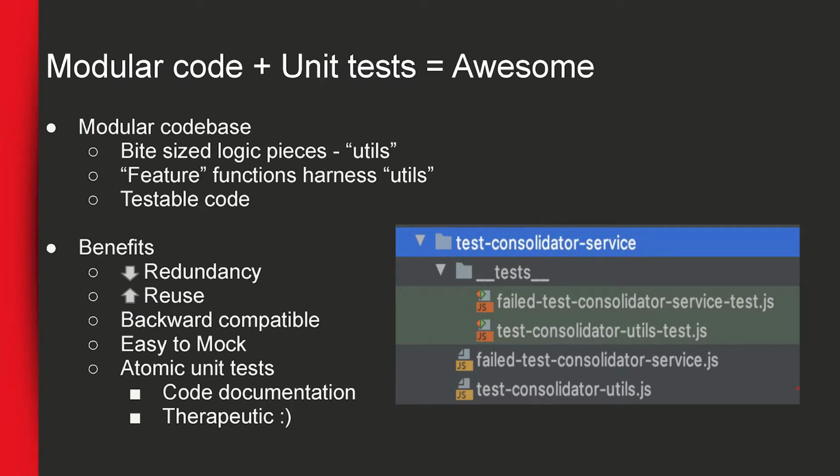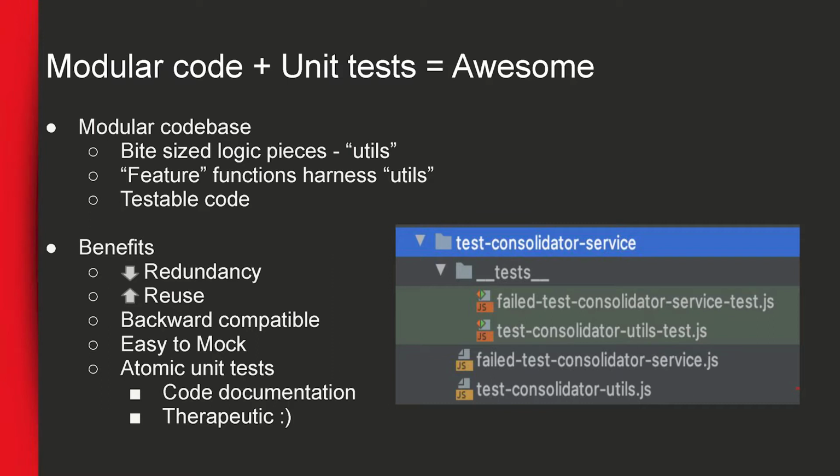So what do I mean by a modular code base? What we have done is organized our code into bite-sized logic pieces or utilities. And then we have these high-level feature functions which harness these utilities. And while building these utilities and features in place, we have made them testable. So those pieces of code are testable.